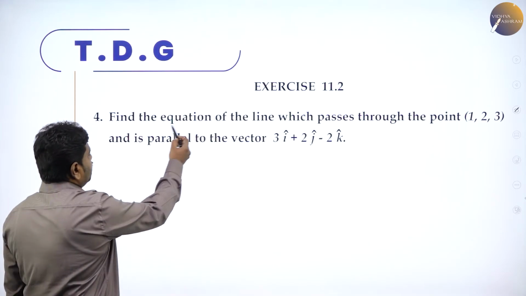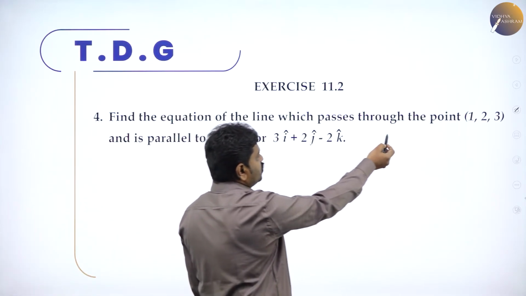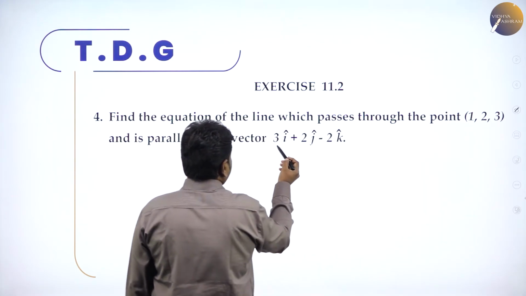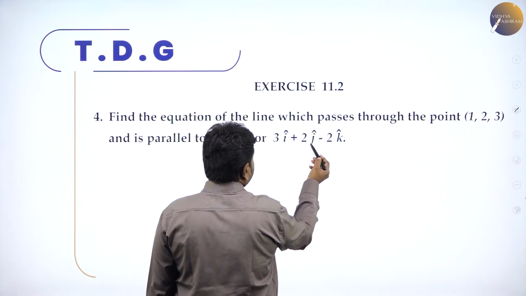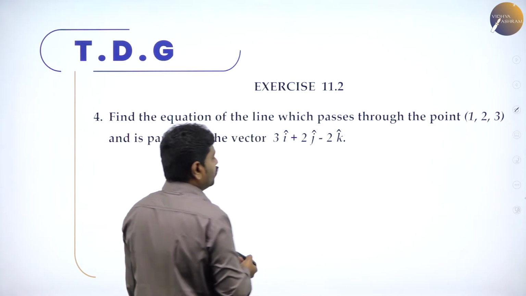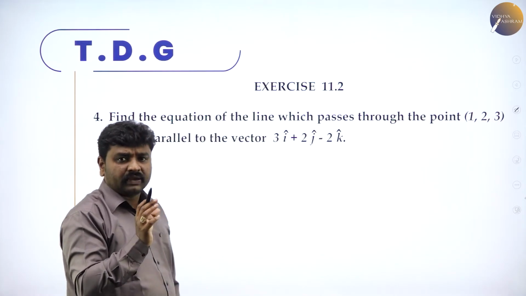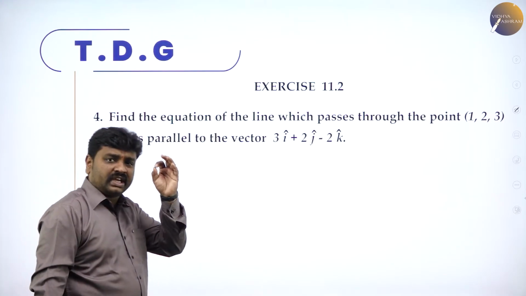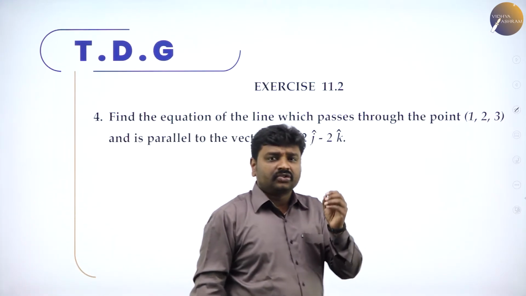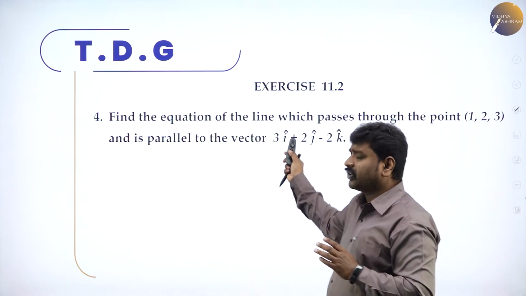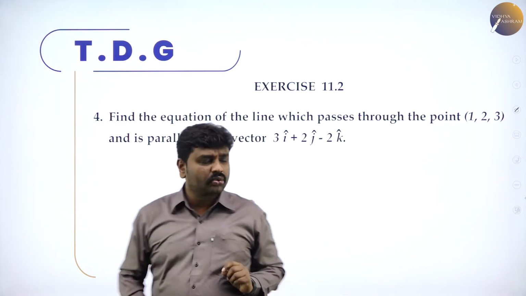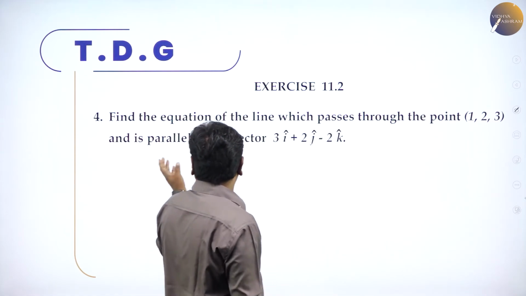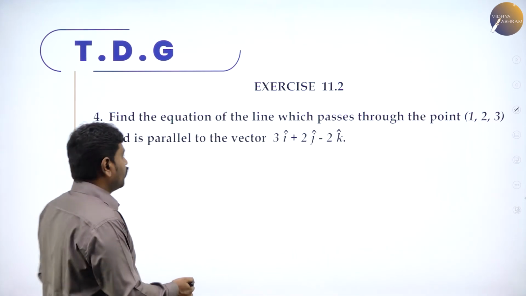Next, find the equation of line which passes through the point 1, 2, 3 and is parallel to the vector 3i cap plus 2j cap minus 2k cap. So now they gave a point and they gave a parallel vector. See, these are simple, direct, important questions. They are asking you to find the equation of line, and they told it is passing through the point 1, 2, 3, and is parallel to the vector. So what is the conclusion?